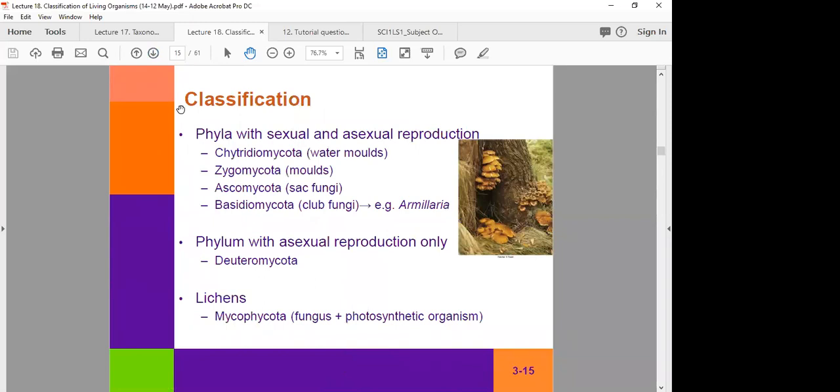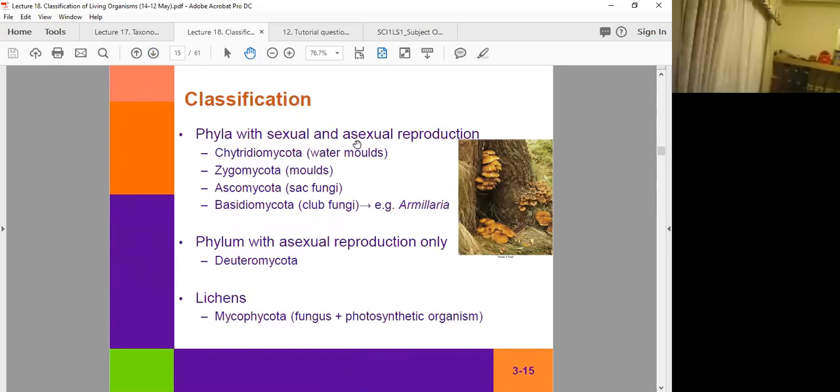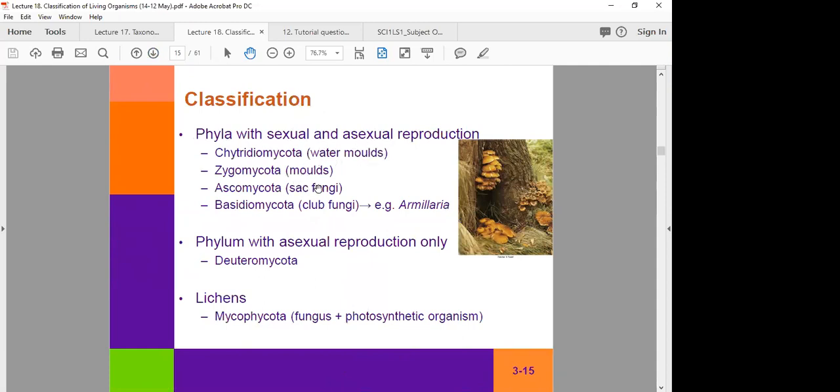All right, classification is very complex. We can see some different phyla listed here. You don't need to remember these. These particular phyla here include those fungi that can reproduce both sexually and asexually. This includes the water molds, the sac fungi, and the club fungi.